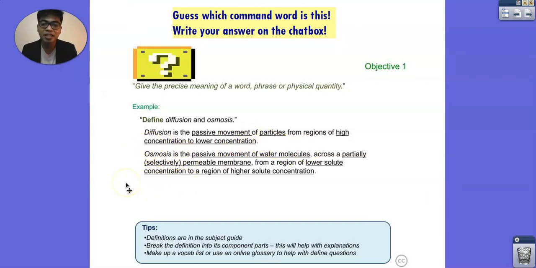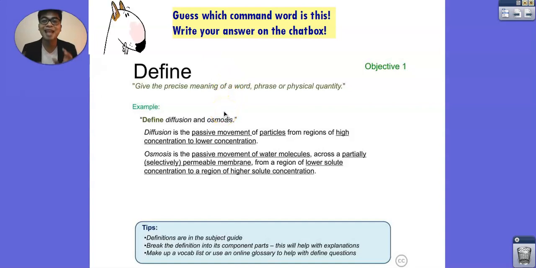So definition, what does it mean? Very good job. It means to give the precise meaning of a word, phrase, or physical quantity. That means you don't need to explain anything. Just give the precise meaning of a word. When you say precise, it's on point. That's the only thing which you need to give.